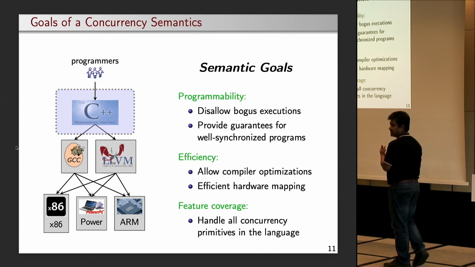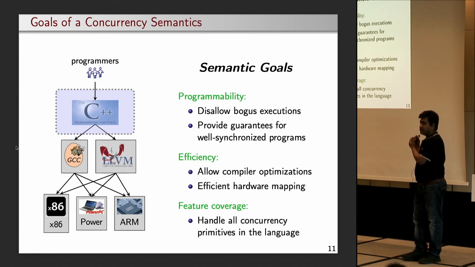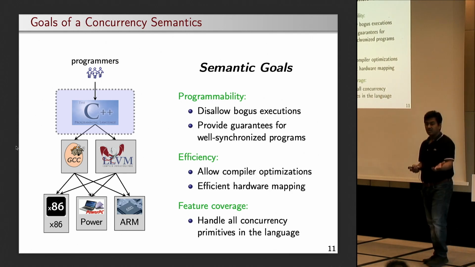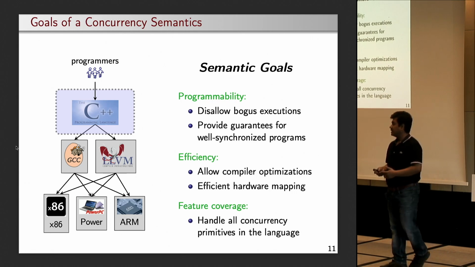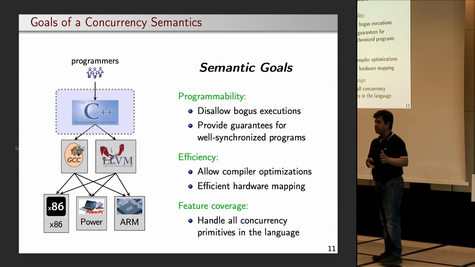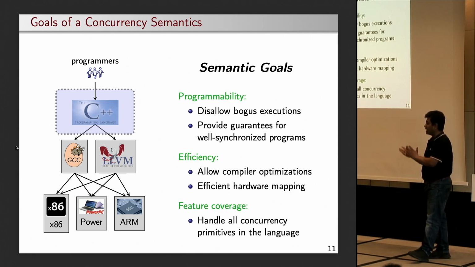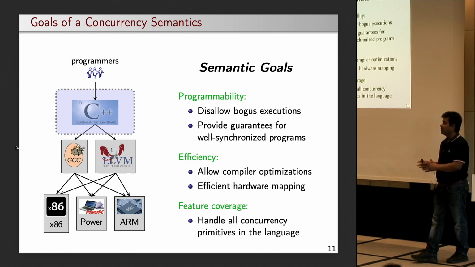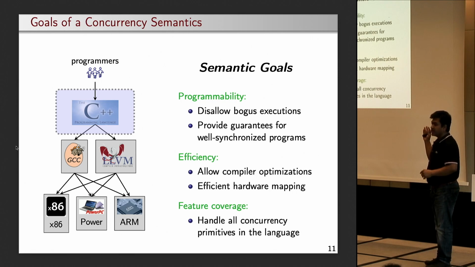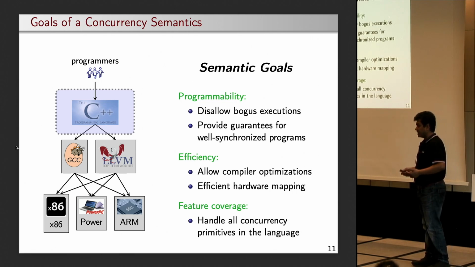Now for efficiency, we want to allow all desired compiler optimizations which mainstream compilers are performing today, and we want efficient hardware mapping of the shared memory primitives from the languages to the architecture ones, okay? So that we don't compromise any performance. And at the same time, we want to handle all the concurrency features which we have in our programming languages.